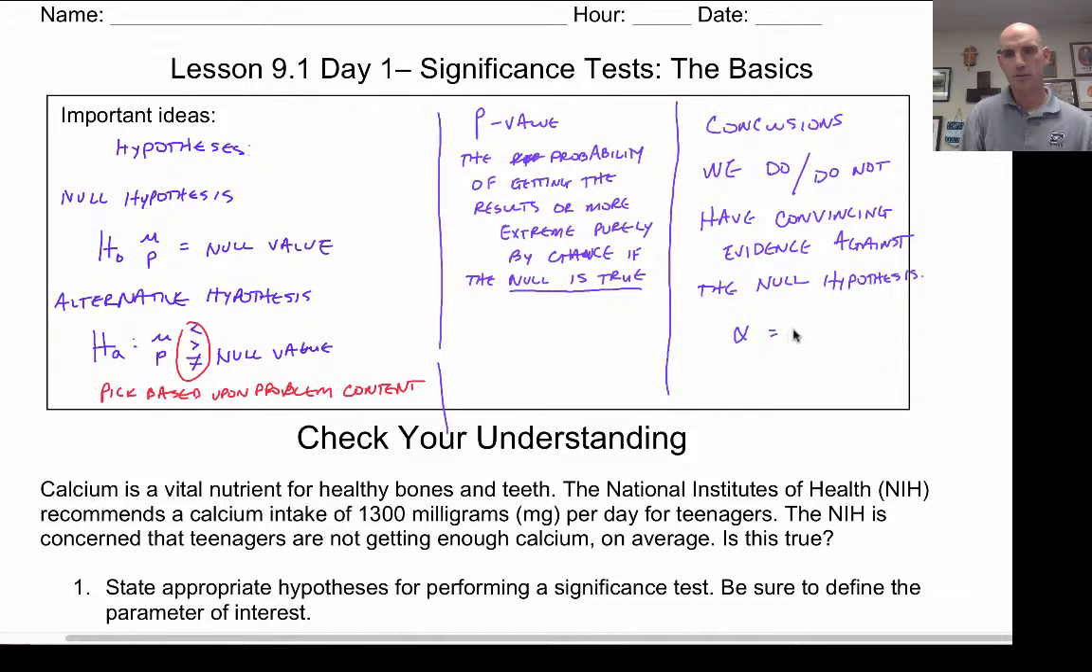Our alpha value is our significance level. And we're going to evaluate our significance level versus our p-value. If our p-value is less than our alpha, that means it's significant.